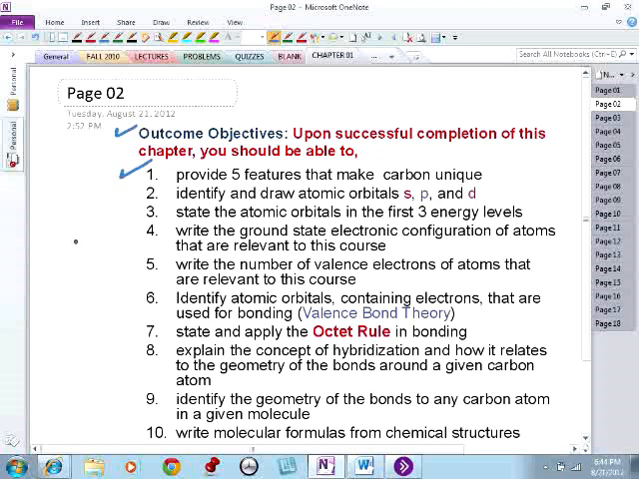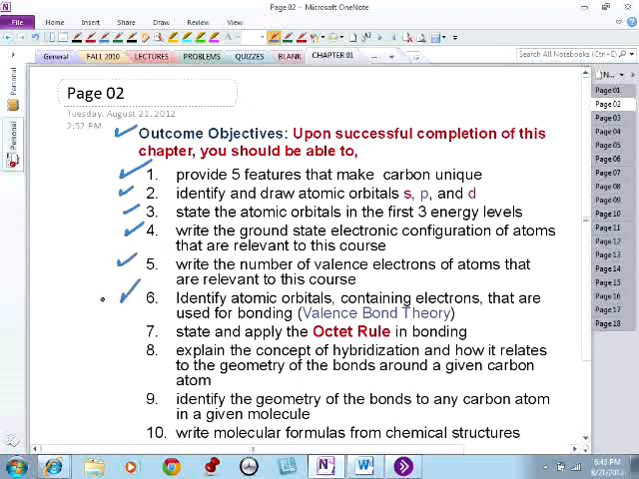Okay, in other words, at the end of this chapter, you should be able to do those things, right? You should also be able to write the ground state electronic configuration of carbon atom and other atoms at the end of this chapter. These are some of the concepts and skills that you should master if you have studied this chapter the way you should.